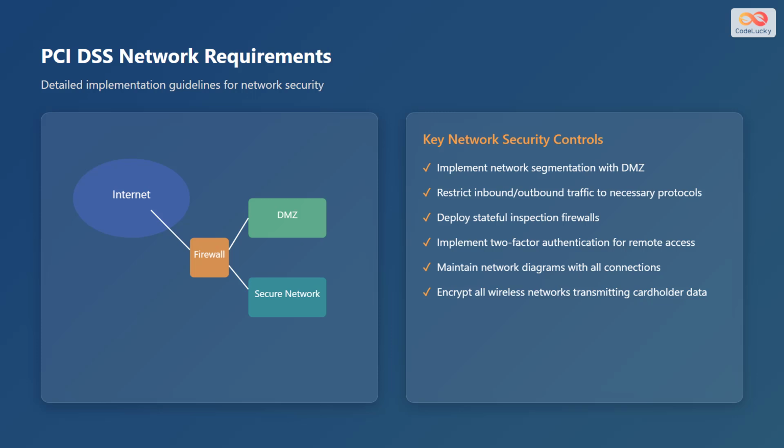Third, deploy stateful inspection firewalls to monitor and control network traffic. Fourth, implement two-factor authentication for all remote access to the network. Fifth, maintain up-to-date network diagrams that document all network connections and data flows. Sixth, encrypt all wireless networks that transmit cardholder data.